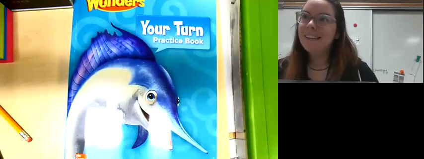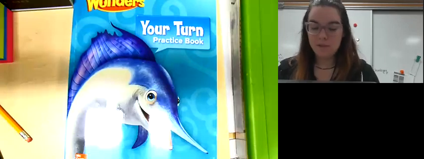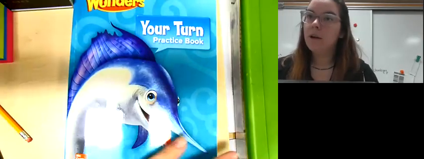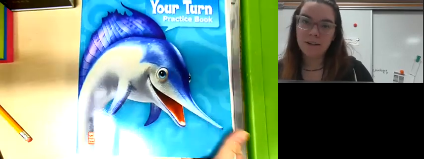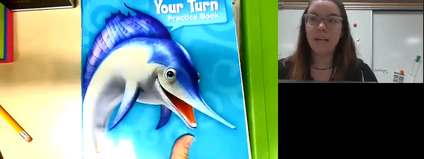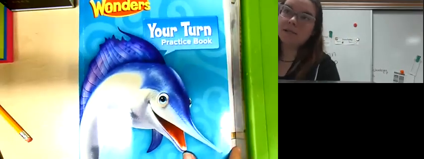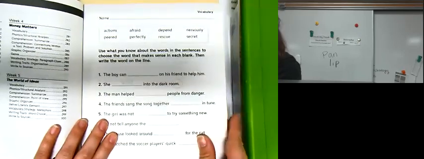Hey, hi. We are going to be working out of our Your Turn practice book, which is the one with the little dolphin on it, not the one with the key, though. Okay, so we're going to turn to page 1. This is what you should be looking at.